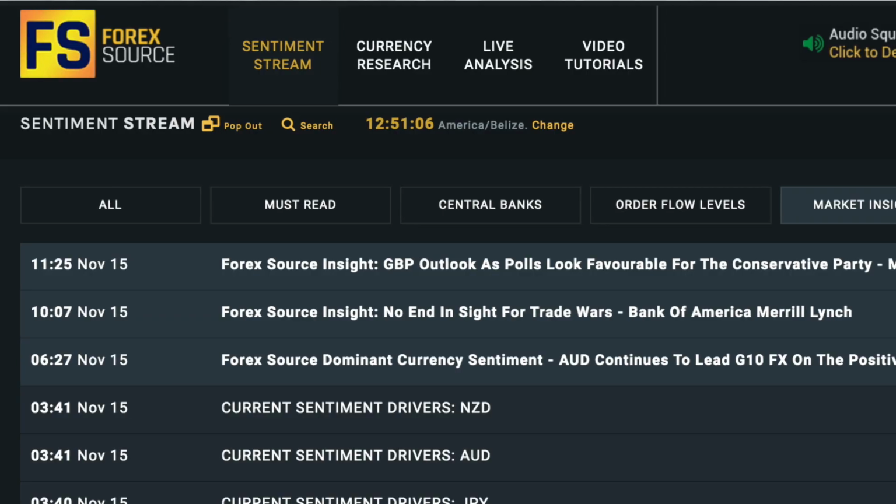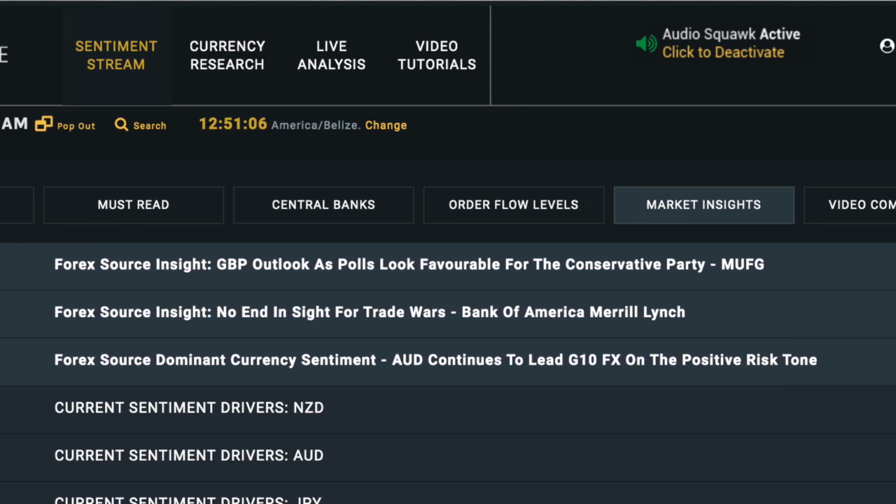Eventually, I stumbled upon this program called Forex Source Terminal. It is, as you can tell, a terminal. It's a terminal that takes into account just the major currencies, and they pride themselves in listing every single event and possible catalyst that could cause a change in sentiment.